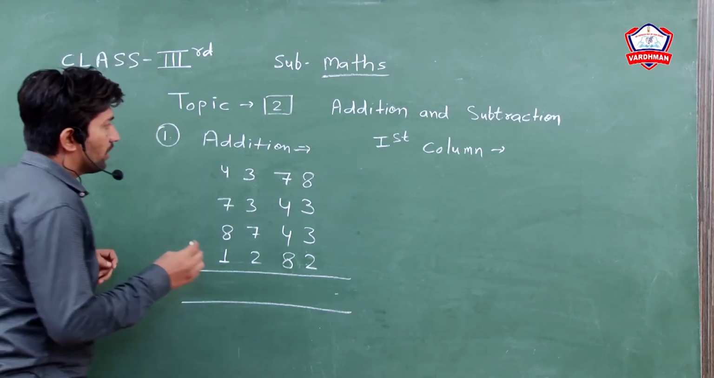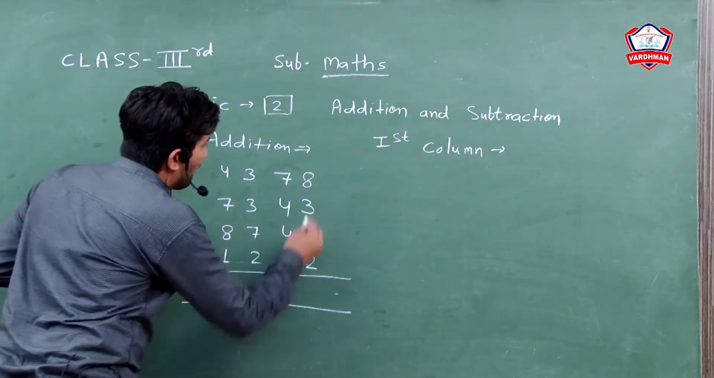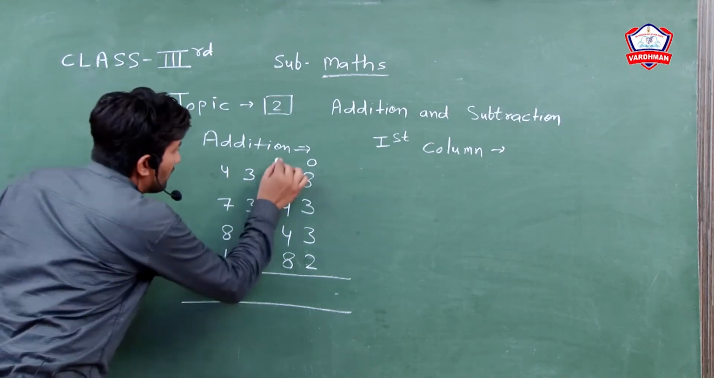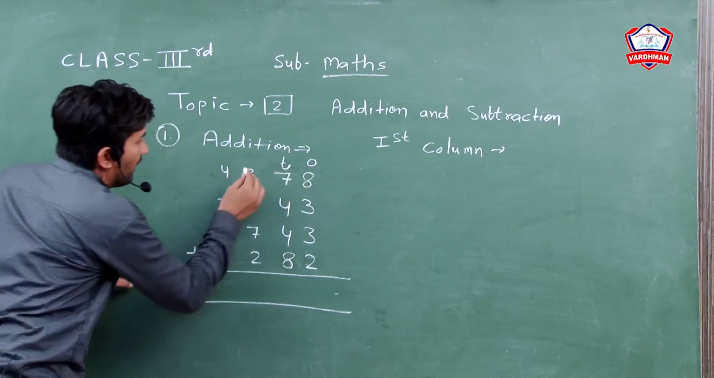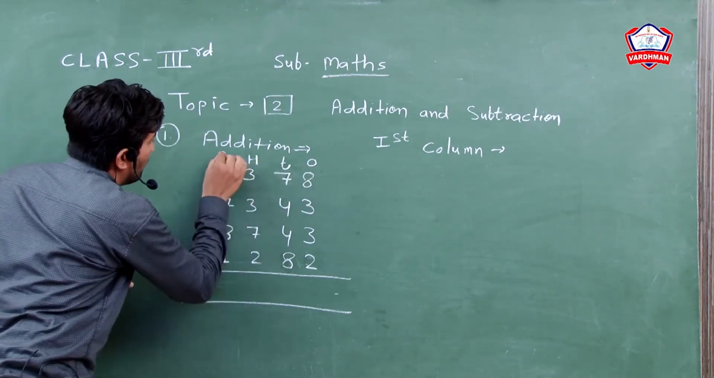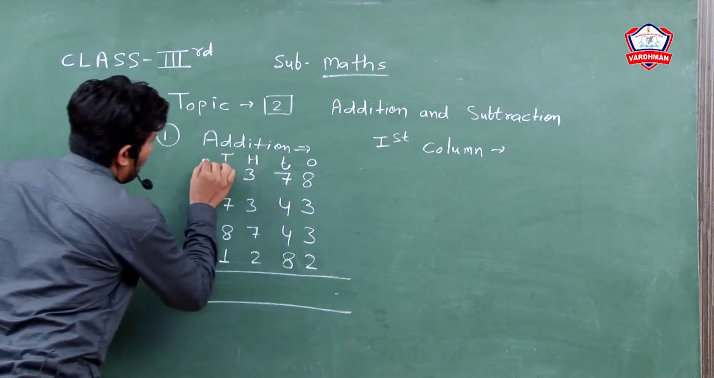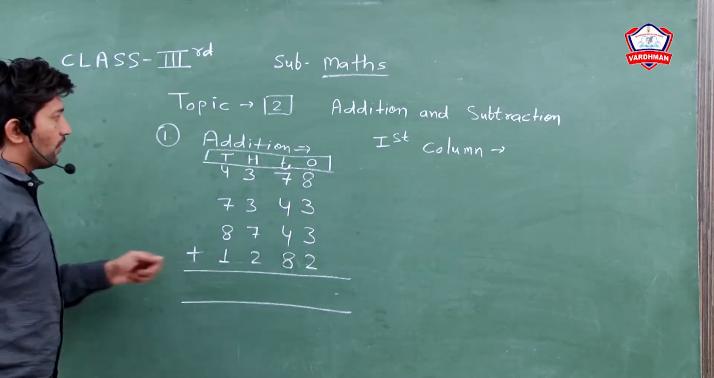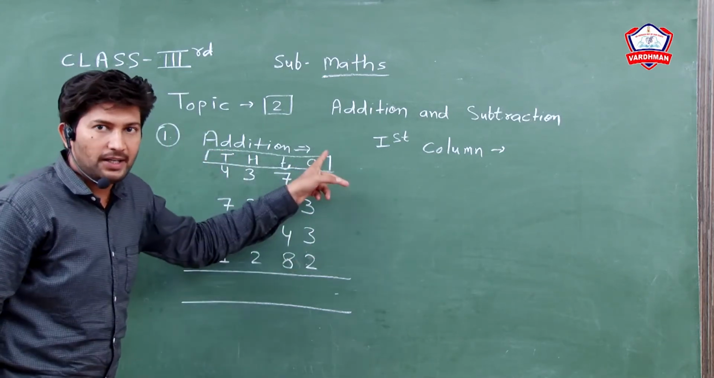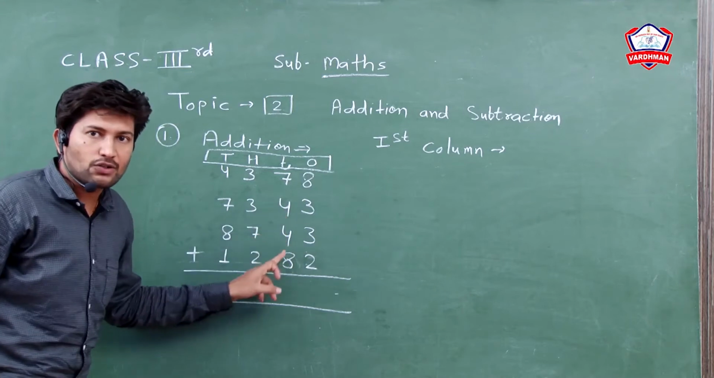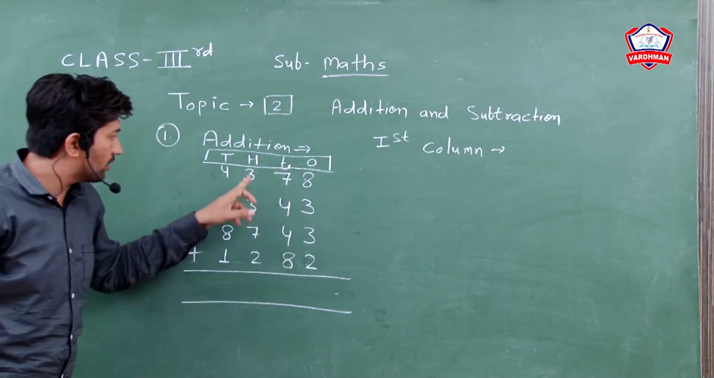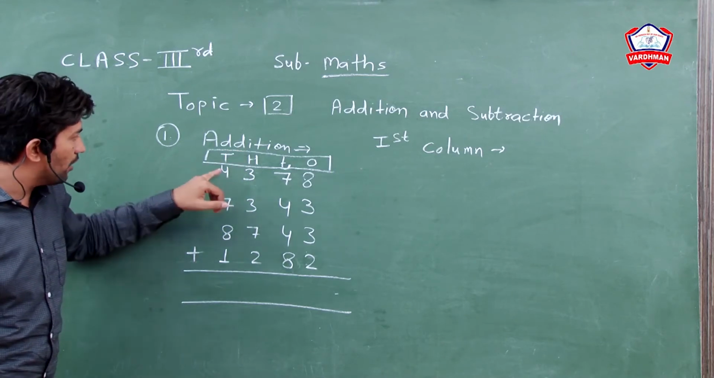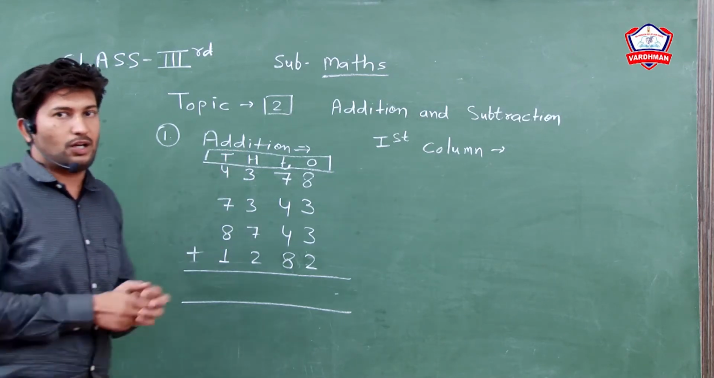Now start with the abacus scale. This is the ones of abacus, this is the 10s of abacus, this is the 100s of abacus, and this is the 1000s of abacus. This is the scale of abacus. The first column is called the ones part, the second column is called the tens part, the third column is called the 100 part, and the fourth column is called the 1000 part.